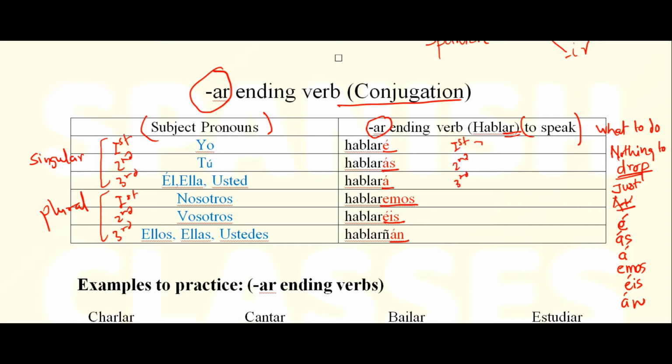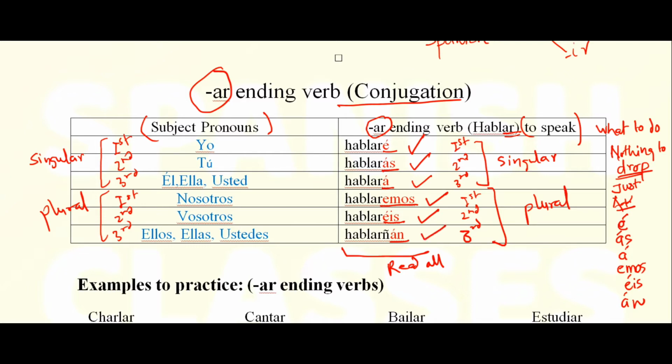This is the first, second, third person singular conjugation and the first, second, third plural conjugation. And you can see the accent on the first, second, third person. Let's read once. Hablaré, hablarás, hablará, hablaremos, hablaréis, hablarán. We don't have an accent on hablaremos, otherwise we do.